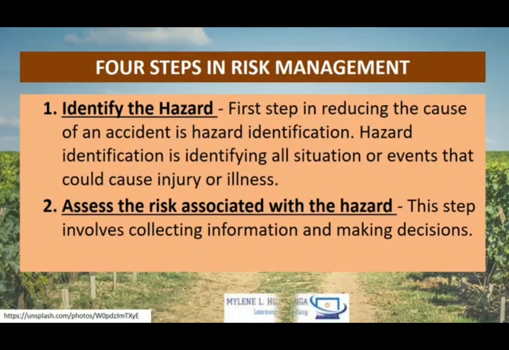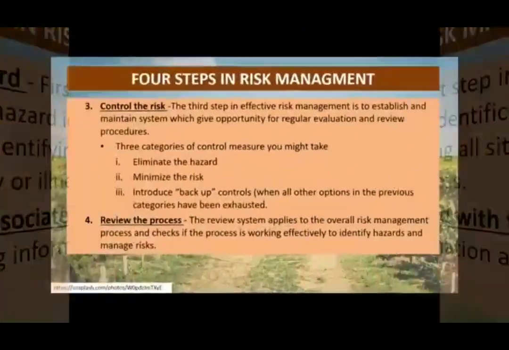The 4 steps in risk management. 1, identify the hazards. The first step in reducing the cause of accidents is hazard identification. Hazard identification is identifying all situations or events that could cause injury or illness. 2, assess the risk associated with the hazard. This step involves collecting information and making decisions.